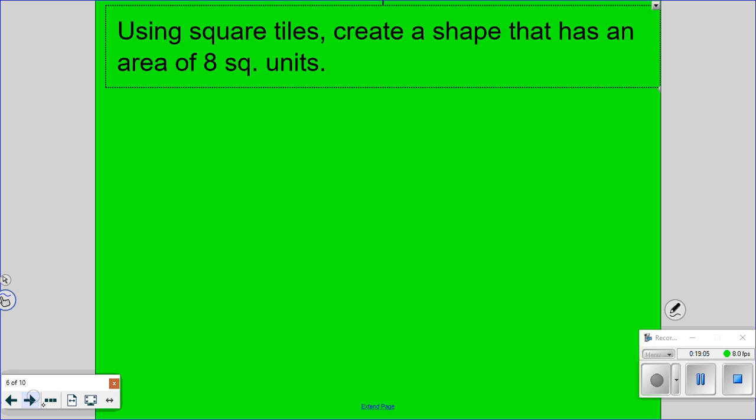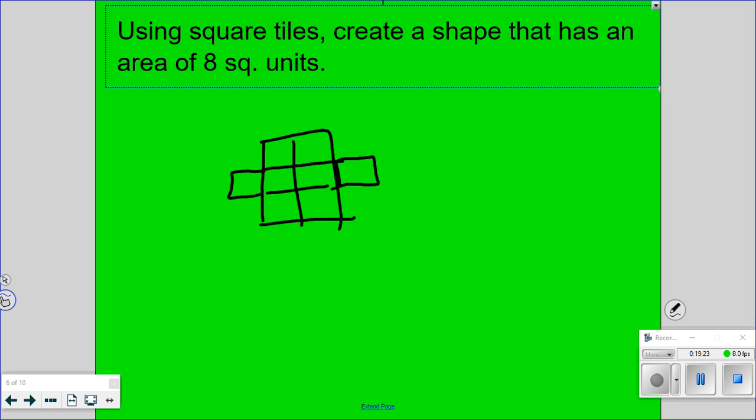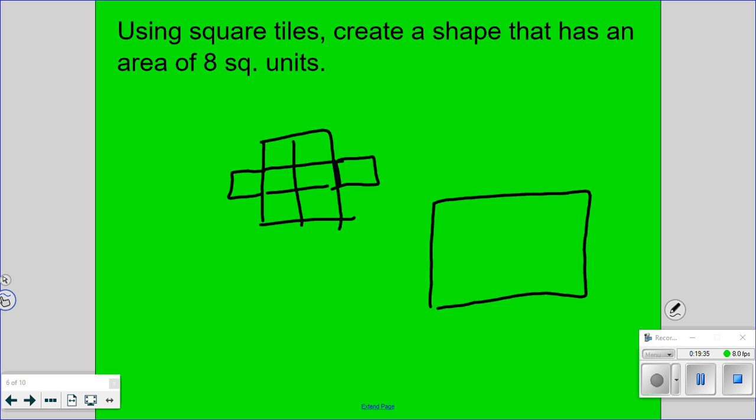All right, next shape. Using square tiles, create a shape that has an area of 8 square units. 8 square units. Go ahead, Will. Saw a shape that looks like this. Does that have an area of 8? Yeah. Count it. 1, 2, 3, 4, 5, 6, 7, 8. It does. I saw a lot of shapes that kind of look like that array that Micah was talking about.